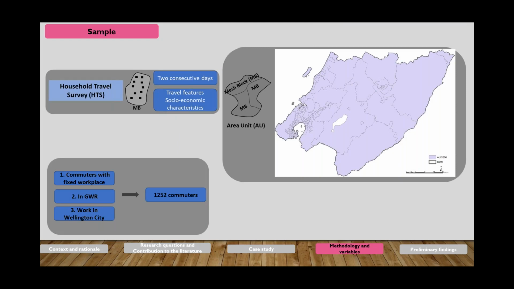My data comes from the New Zealand Household Travel Survey, and my measure for residential location is the mesh block in each area unit. My sample includes commuters who work at a fixed workplace in Wellington City, and they live in the Greater Wellington region.